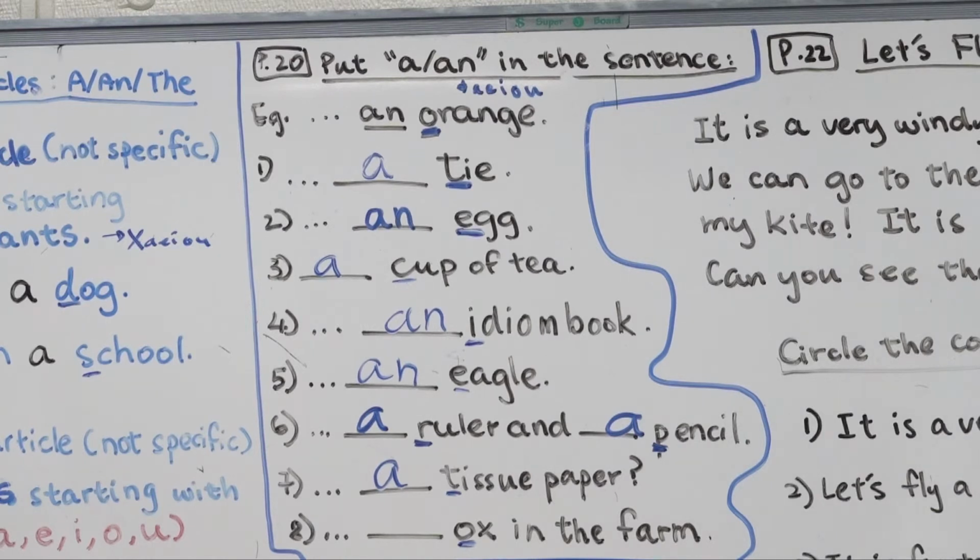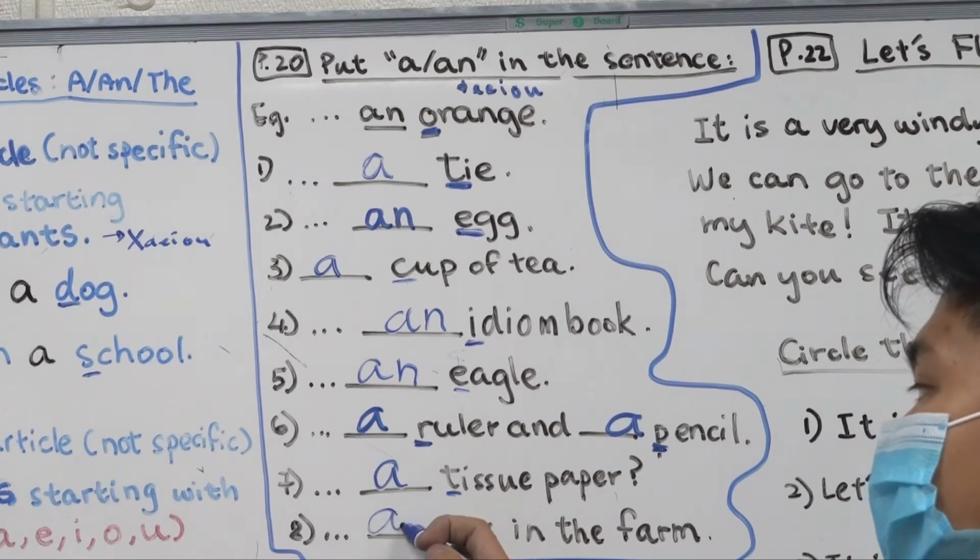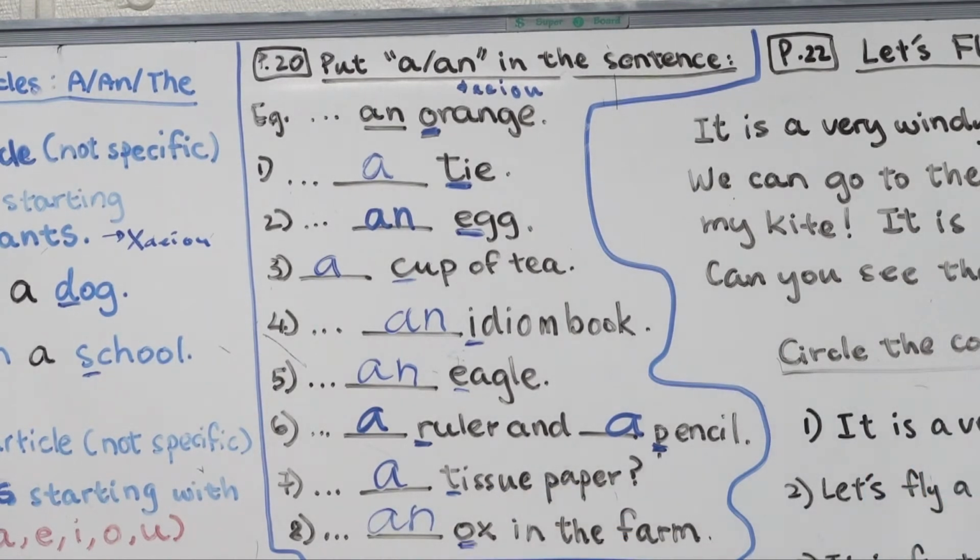Number 8, there is blank ox in the farm. Now, ox is a kind of animal, right? It looks like a bull. So, ox over here starts with the letter O, okay, letter O. So, O is a vowel, A-E-I-O-U. So, this should be an. An. There is an ox in the farm.